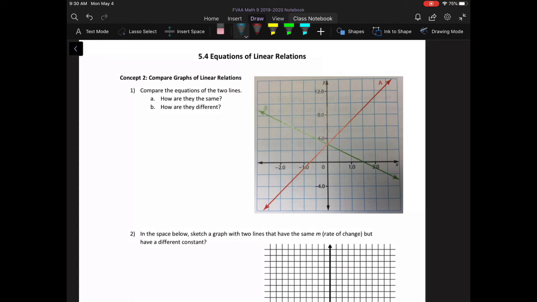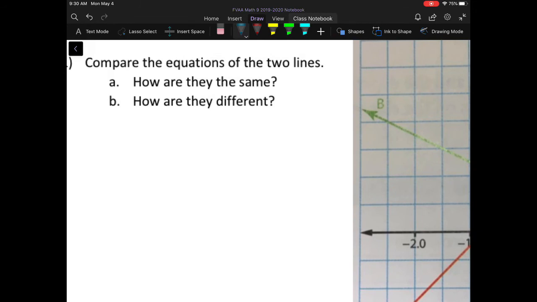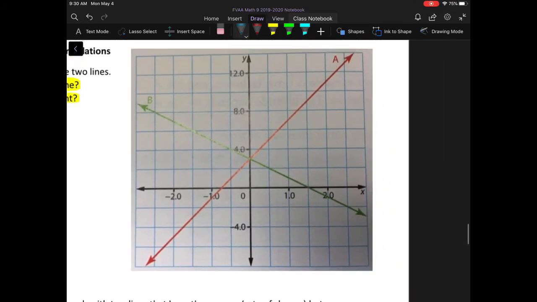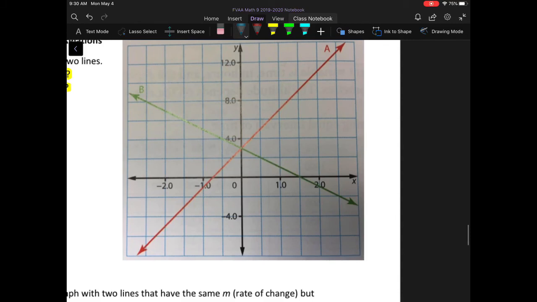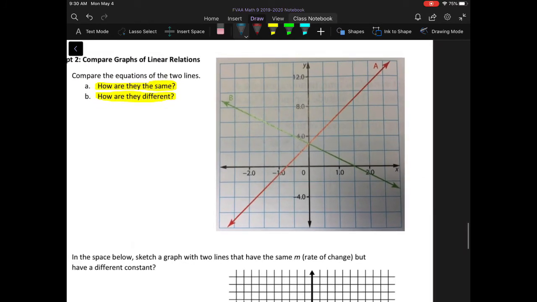Okay, now we're going to look at comparing graphs of linear relations, and what it looks like when there are similarities and differences. So the first thing we're going to look at, the two questions, is how are they the same, and then how are they different? Okay, so these two lines here, the green line and the red line, what is the same about these two lines? They both have the same what?